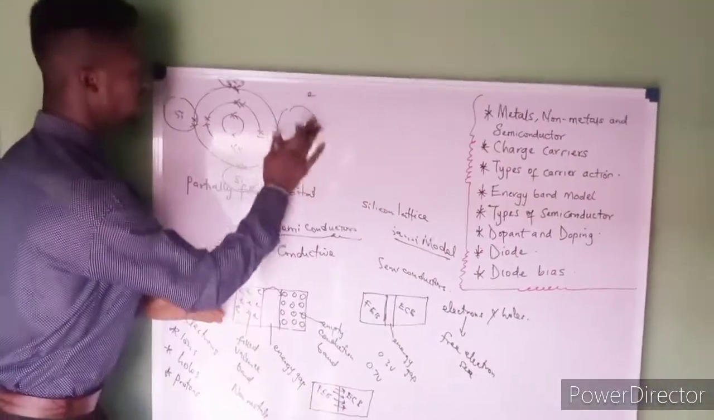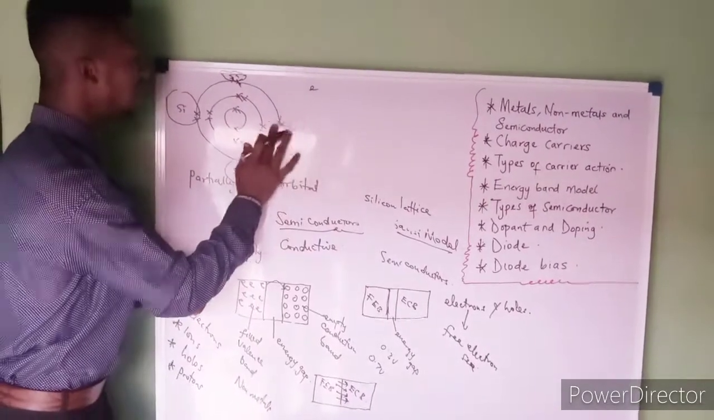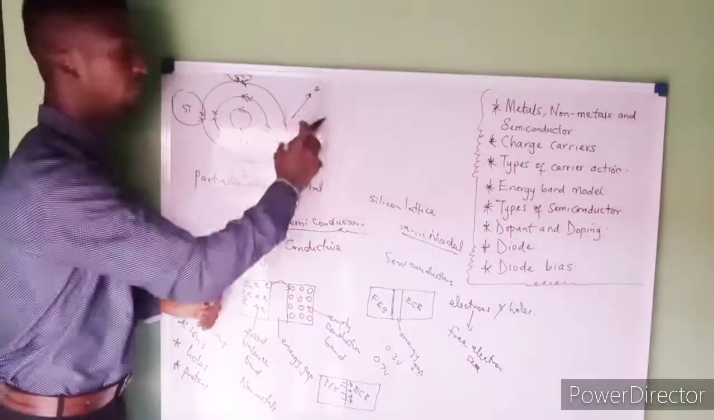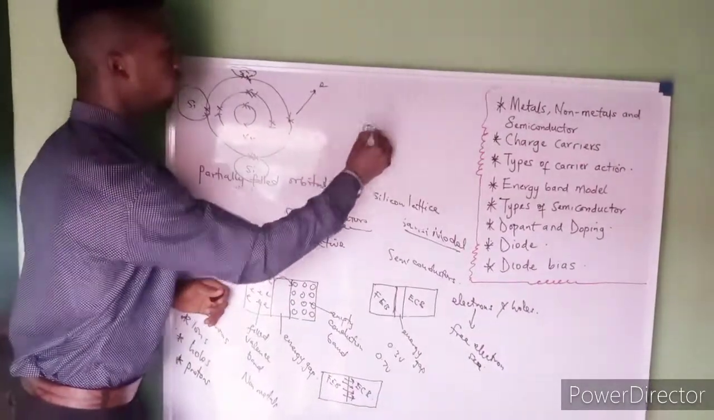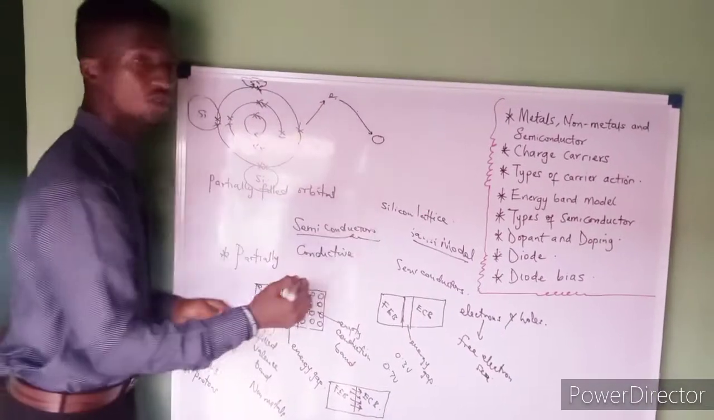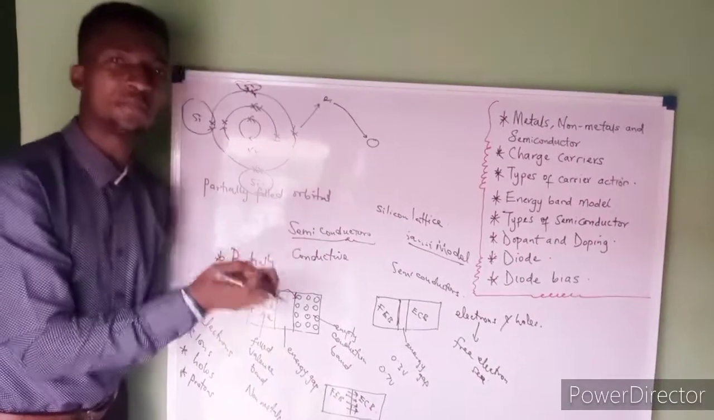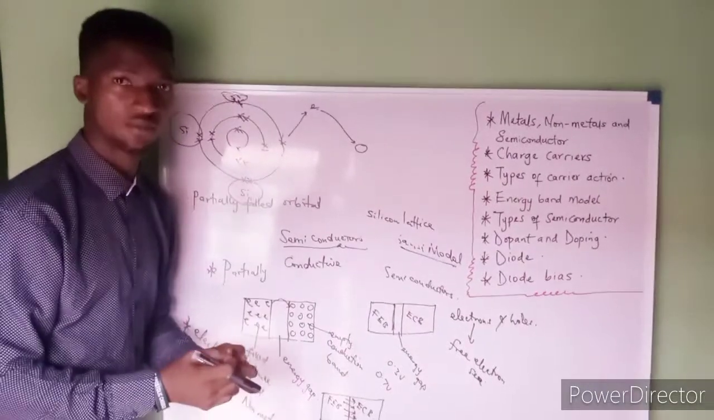So let's assume this particular silicon atom is dissociated and the electron here is free. When the electron is free and we have a conduction region here, this electron can easily jump into this conduction region, and it makes this silicon lattice partially conductive.